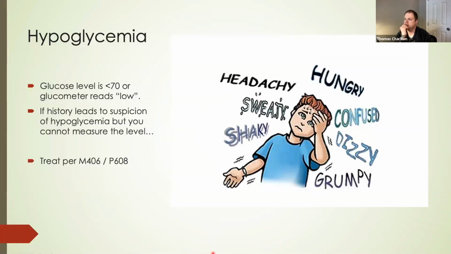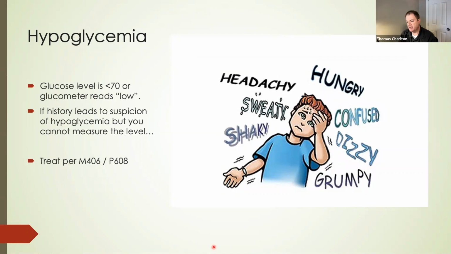Hypoglycemia will also cause altered mental status. Again, we've all taken care of them. Their glucose level is less than 70, or their glucometer reads low. If your history is pointing you towards a suspicion that this patient is hypoglycemic, but you can't measure the level, say your glucometer is broken or whatnot, it is far better for you to go ahead and treat them as if they're hypoglycemic and just document the problem that you had. Give them oral glucose, give them glucagon, give them D10, give them D50. The protocol that treats this stuff is M406 and P608.